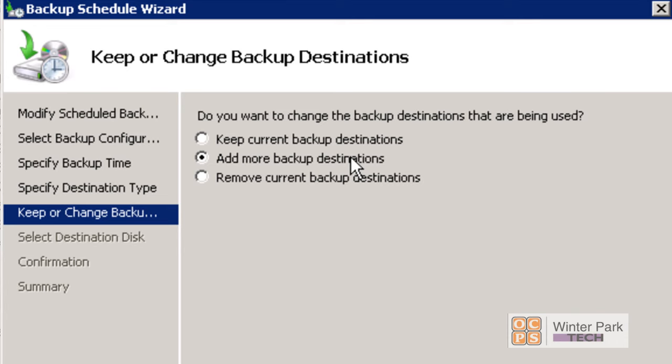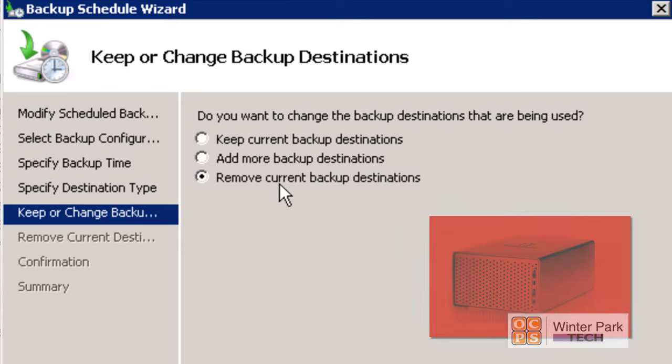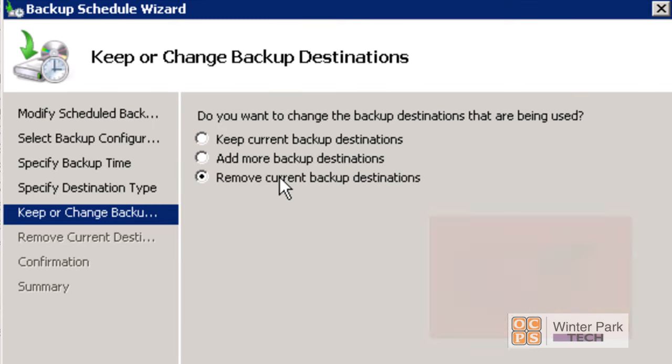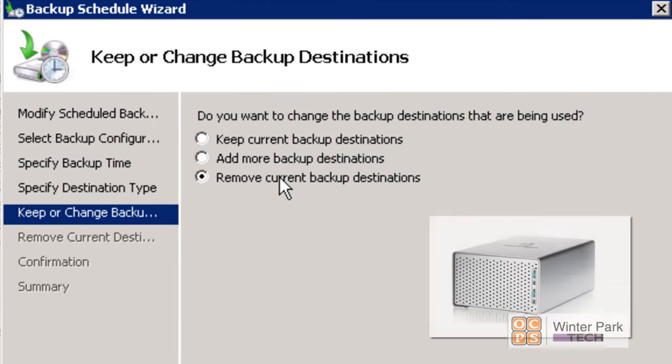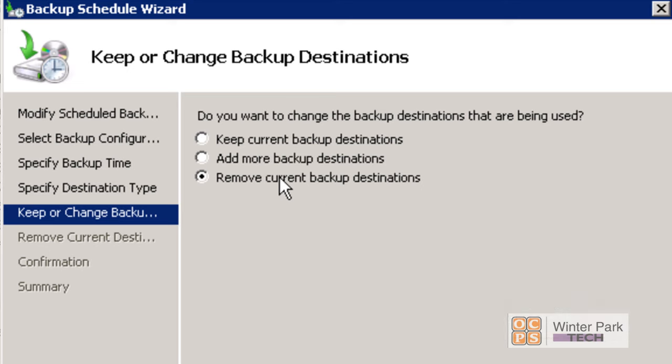Let's say you lost your current backup and you've got a new 4 terabyte drive you just got in, and you want to reassign a new one. So you could tell backup, I want to remove my current destination and I want to add this new 4 terabyte drive as my new one. So this would be the choice that you would choose.